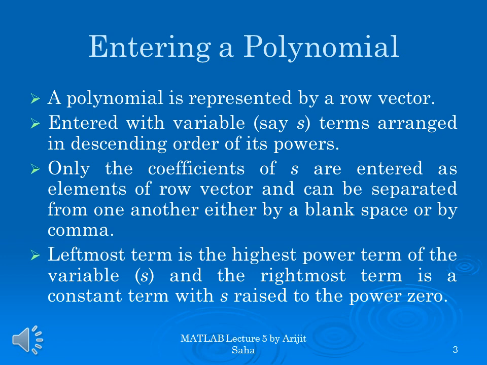How can we enter a polynomial in MATLAB? A polynomial is represented by a row vector in MATLAB and entered with variables, say s, with terms arranged in descending order of powers. Only the coefficients of s are entered as elements of the row vector and can be separated from one another either by a blank space or by comma. The leftmost term is the highest power term of variable s and the rightmost term is a constant term with s raised to the power of 0.